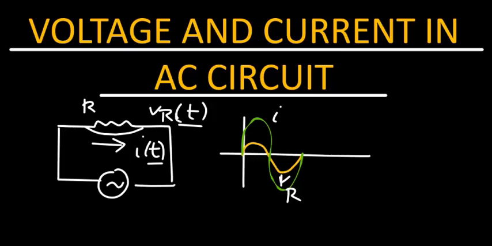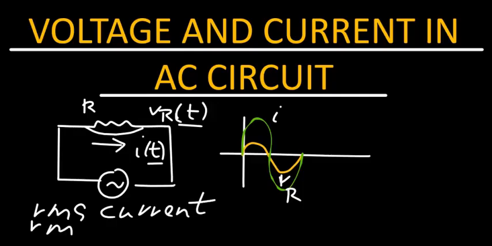Often in AC circuit, we always talk about a special kind of average value for current and voltage. This is known as root mean square current or root mean square voltage. And this is the definition of these RMS quantities.